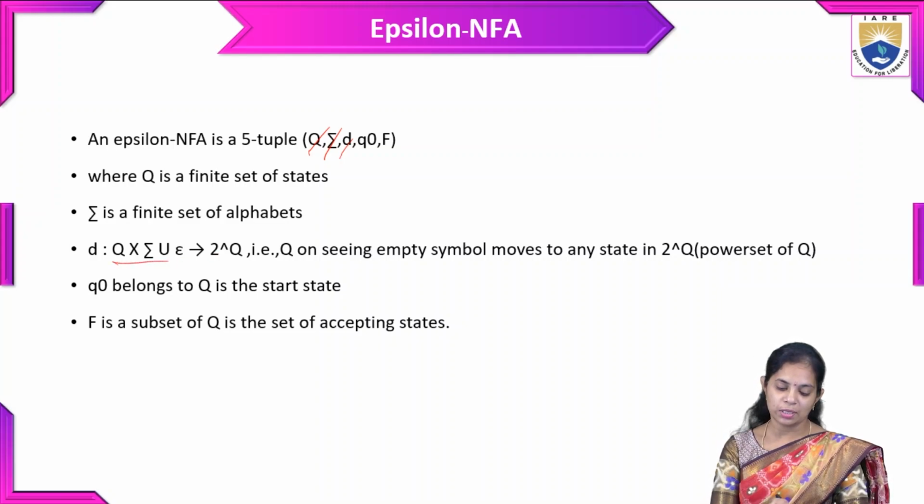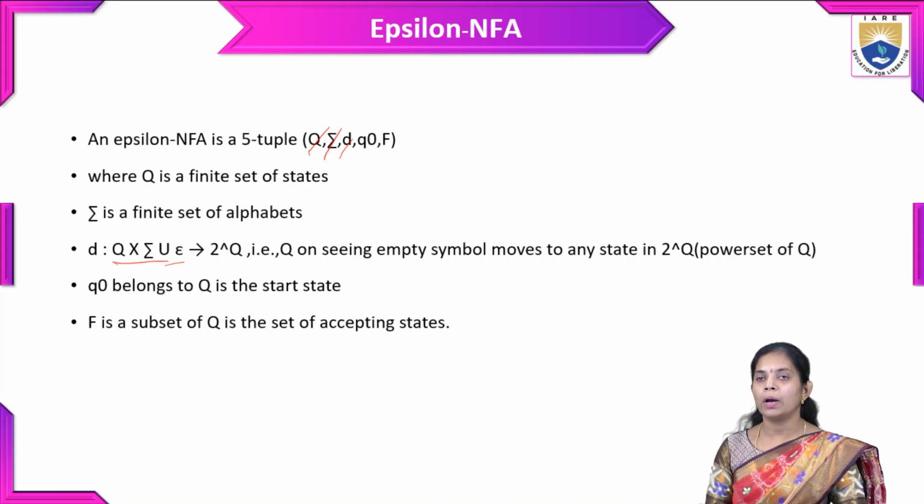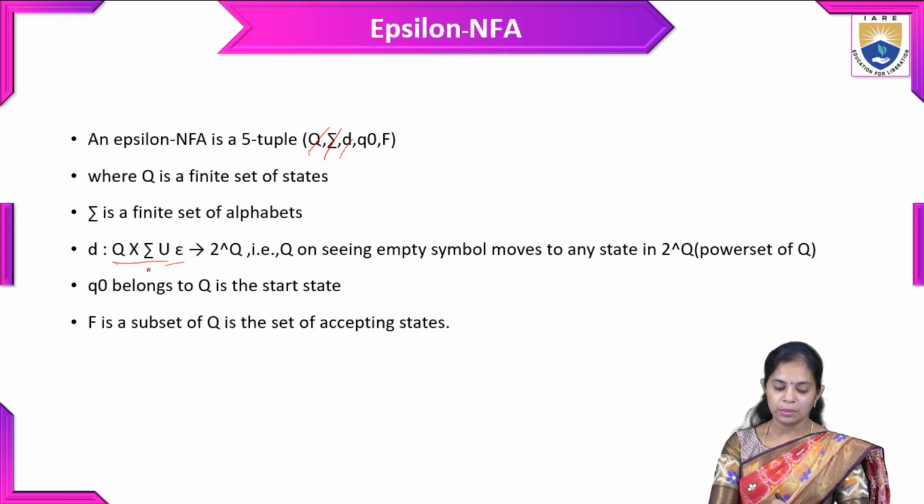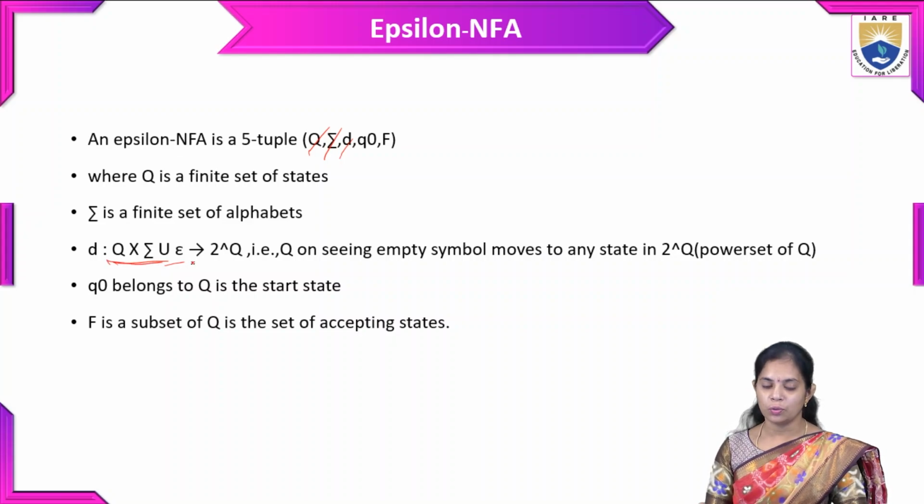So Q cross sigma along with the union of epsilon moves. In the states we have epsilon moves, so we have to include those epsilon moves with the delta transition. So what is the value of this delta? It is nothing but 2 power Q. How many states are there? We need to write all the states. That is nothing but 2 power Q, the transition function.